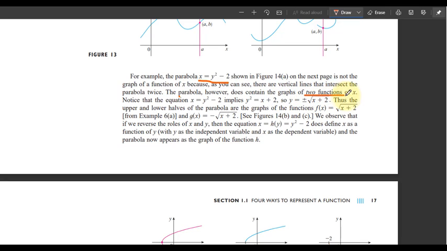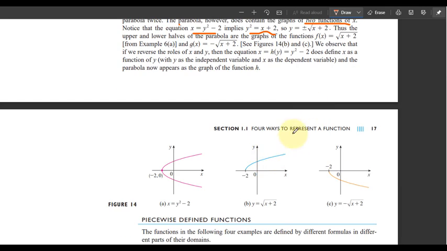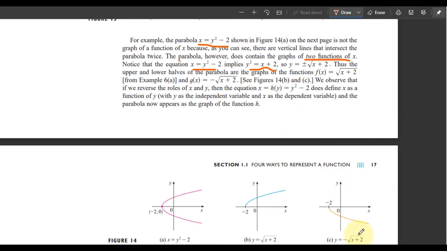Or we could split the graph up into two, where each one would be a function. They say if you start with this equation, you can rewrite it like this, and then you can take the square root of both sides, you get plus or minus. So if you only take the plus side, then you get this picture here, and if you only take the minus side, then you get this picture here.